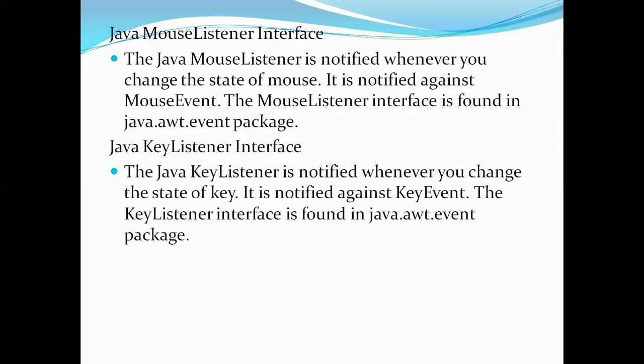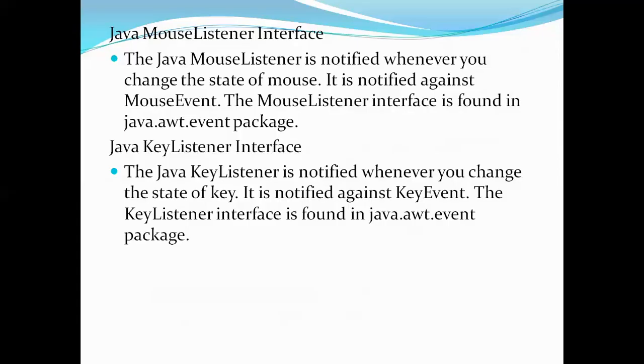Next is adjustment event, related to adjustment listener. And the method present in this interface is adjustmentValueChanged(AdjustmentEvent e). And this adjustment event is related only to the scroll bar component.